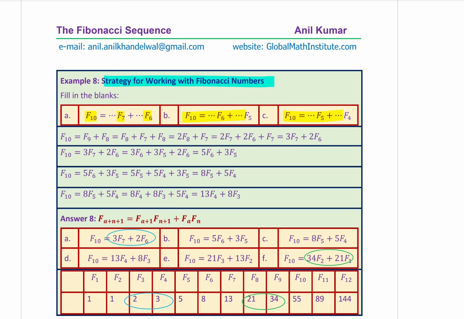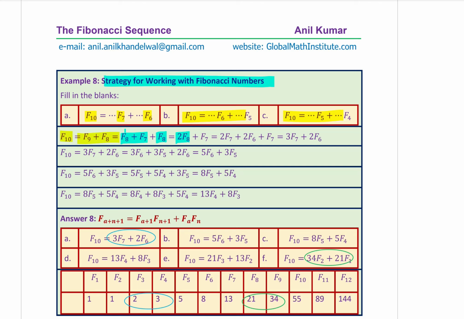So first we'll begin with writing f of 10 as f of 9 plus f of 8. Now, you can write f of 9 as a combination of 8 and 7, right? So 9 is written as 8 and 7, and 8 has been left as such. The idea is to combine the 8s, right? So when you do that, you get 2f of 8 and f7, right?